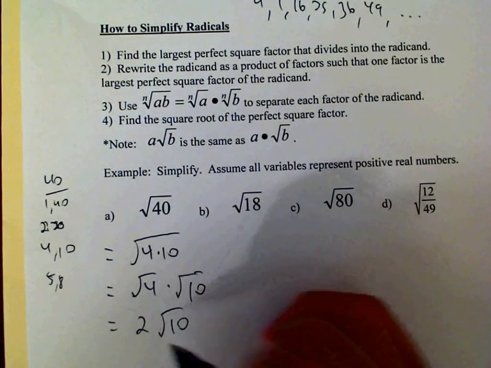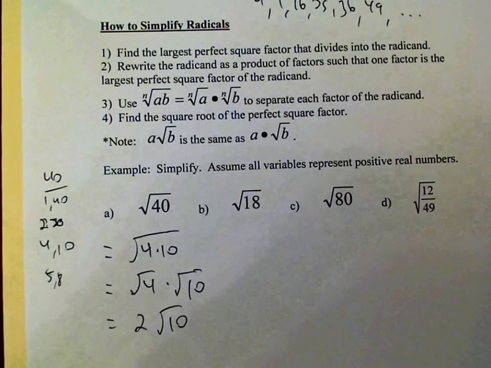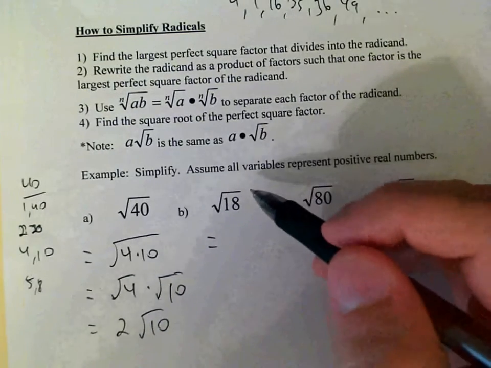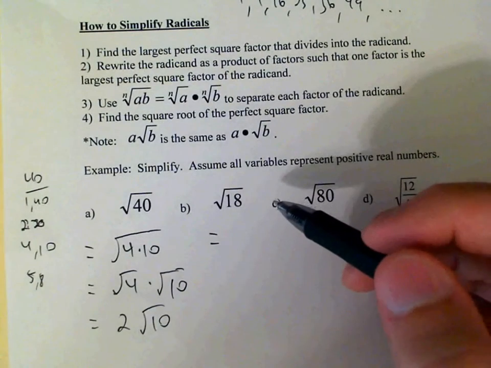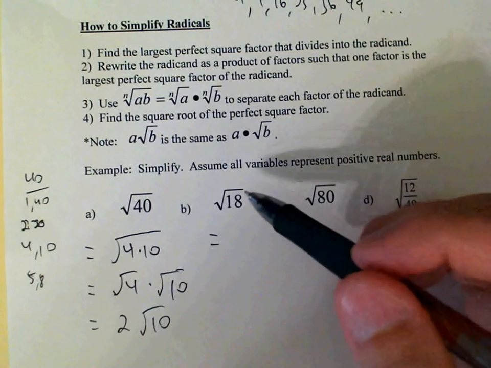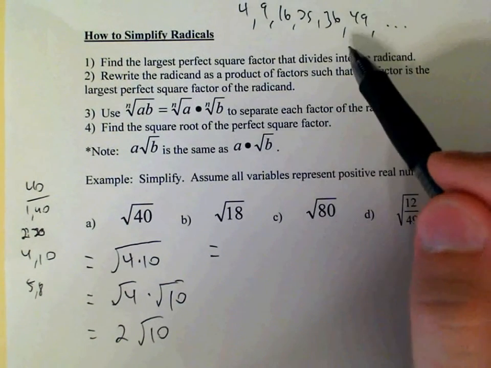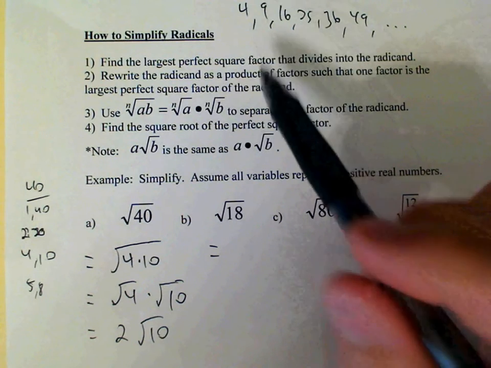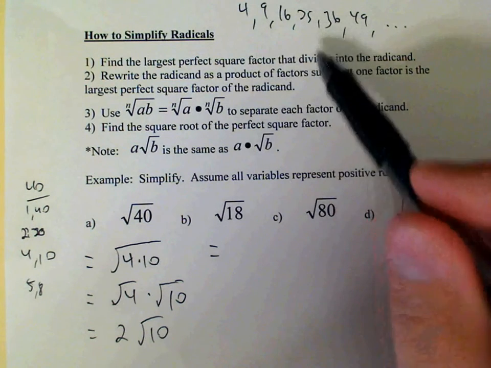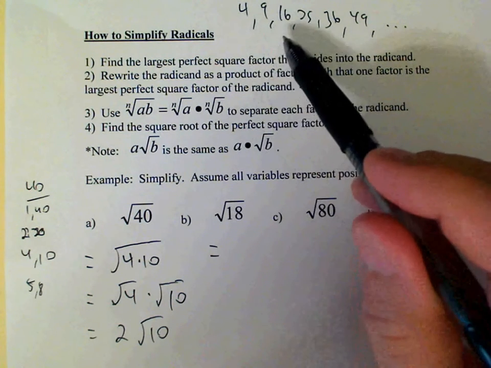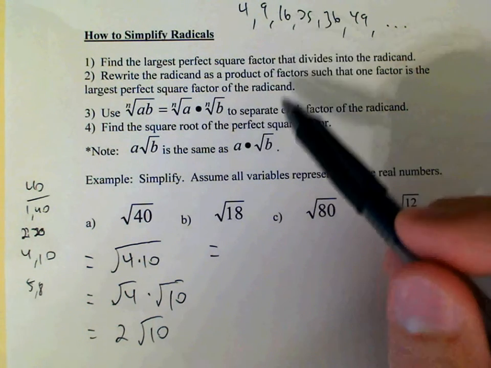Now the better you know your times tables, the faster these are going to be. For example, when you look at the square root of 18, if you know your perfect square numbers, you'll know that 9 goes in 18. You could also take your list of perfect squares and think, what's the biggest number that divides into 18? Does 4 go? No. Does 9 go? Yes. 16? No. 25 is too big, so 9 is the biggest one.